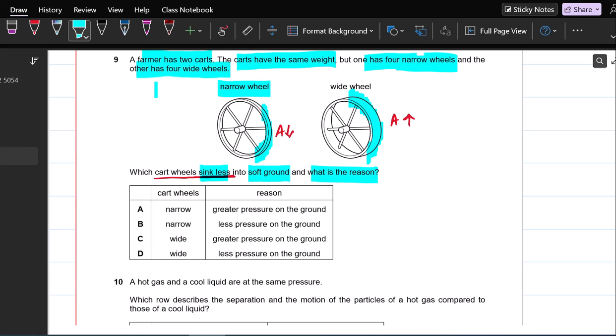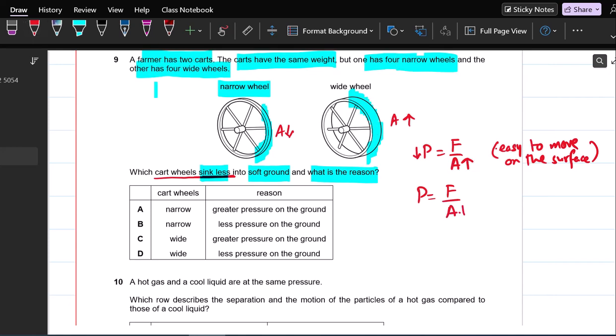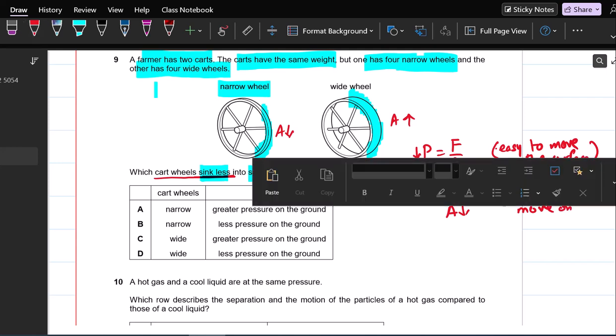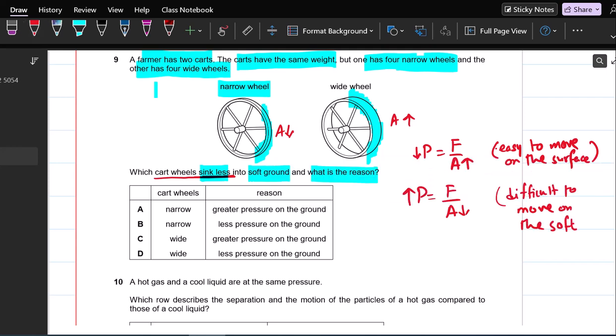So the question is, which cart's wheels sink less into soft ground, and what is the reason? This question is about pressure equal to force over area. The greater the area, the less the pressure, which means it is easy to move on the surface. If pressure is F over area and the area is smaller, pressure is greater, and it is difficult to move on the soft surface.